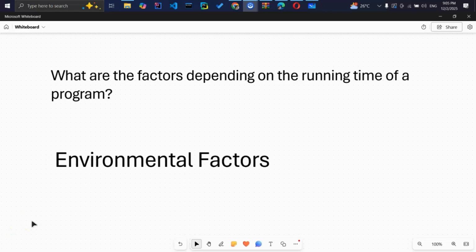The last one is environmental factors, right? These are about the external software or conditions affecting execution, right? Included compiler optimizations, operating system scheduling, background processes, virtual machine overhead, right? Simply think anything about the software environment or system load that affects how long your code takes, right?